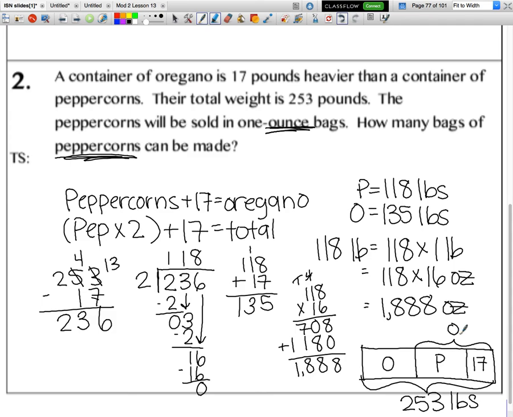Okay, ignore that, guys. So 2 oreganos would make this whole thing. But oregano is peppercorn plus 17. Does that make sense? This might help a little bit more. If it doesn't make sense to you, it's okay. This problem's pretty hard. It's okay.